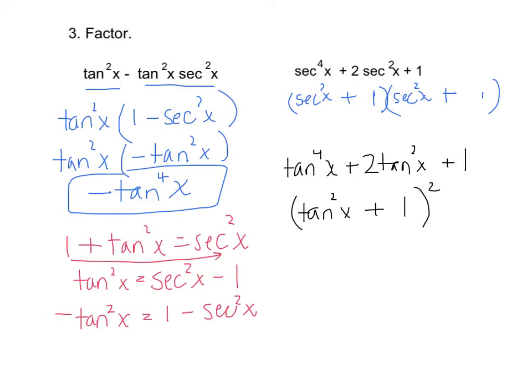Now, tangent squared x plus 1 is just secant squared x. So this would be secant squared x squared, and that would be secant to the fourth power of x. And so that would be a better example of factoring than the other one, because you could actually substitute something for it. In this one, there's nothing you can substitute. I mean, you could put tangents in there, but I don't even know why you'd do that.